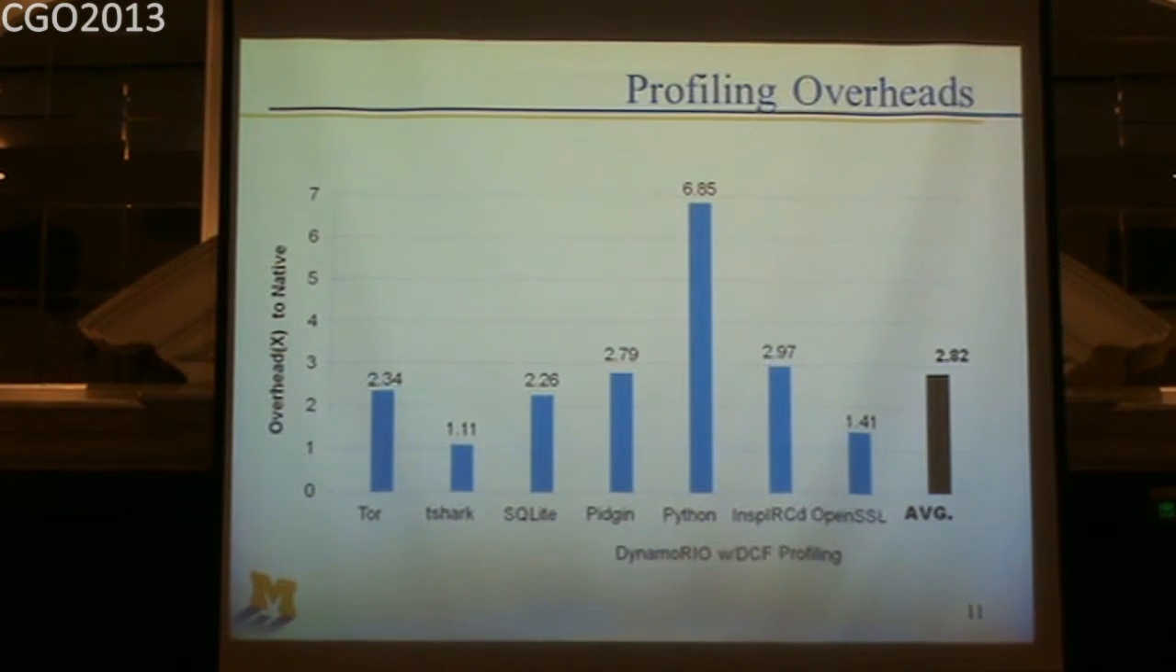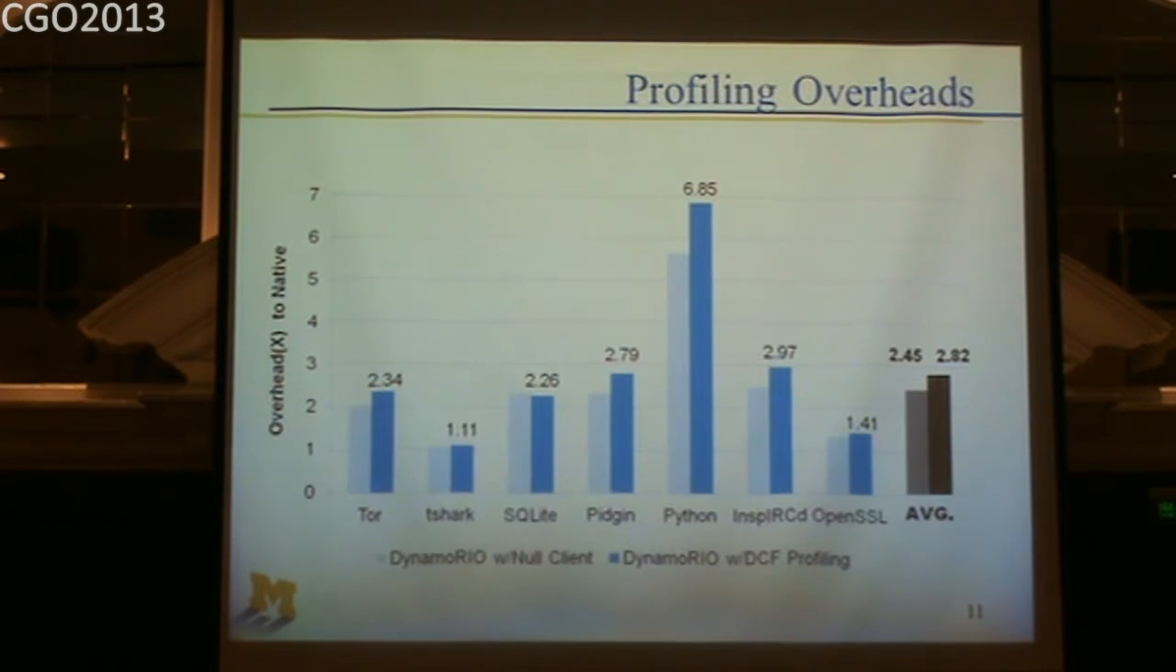So since we seek to harness the power of user execution, we have to evaluate the overhead of profiling in the user space. Now, we see here variability in the amount of overhead, but the average for all benchmarks is about 2.8 times the uninstrumented execution time for an application.